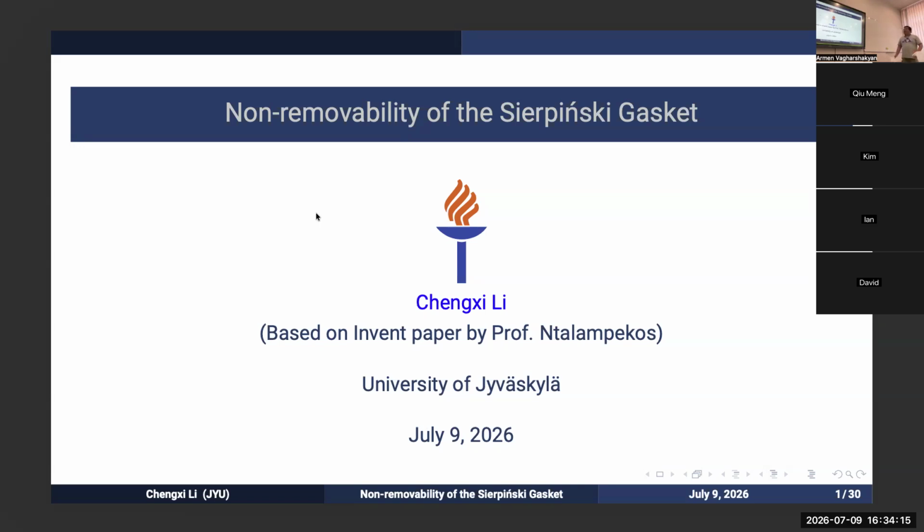So today I'm talking about the non-removability of the Sierpinski gasket. This is based on the paper written by Professor Ntalampekos. And I'm from University of Puebla.